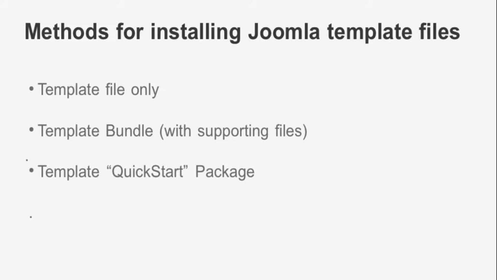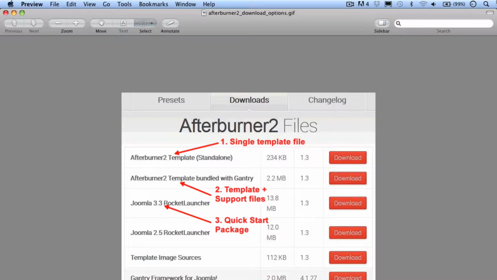called a Quickstart package. Here's a screenshot of the various download options for the Afterburner 2 template that I found on the Rocket Theme website. This dialog shows files for all three types of template installations. Let me quickly review each type. The first method is to install a single template file into an existing Joomla website. This is the simplest method. Just make sure you download a template file that's compatible with your version of Joomla.